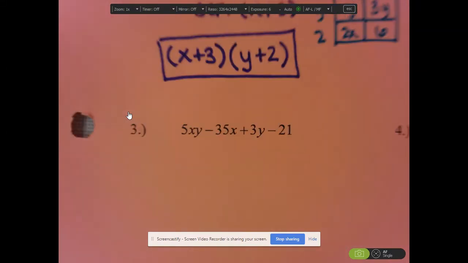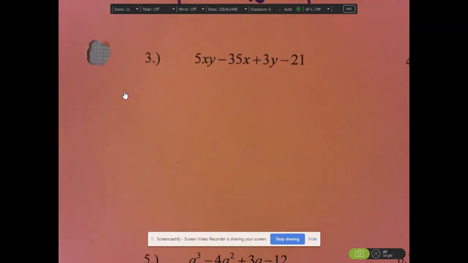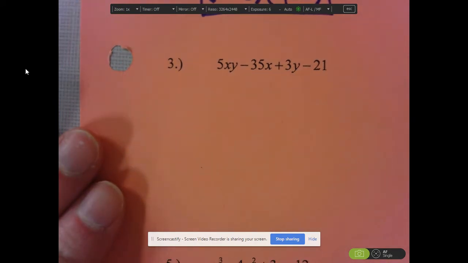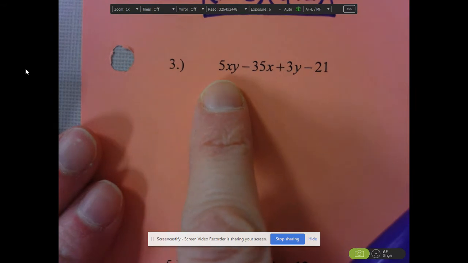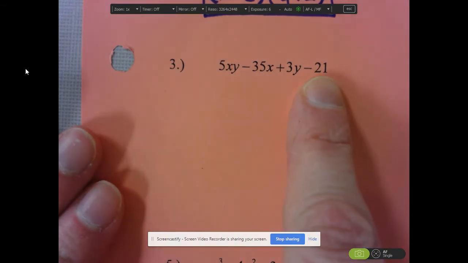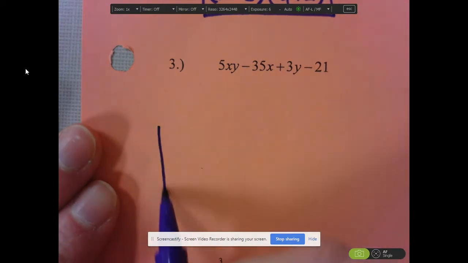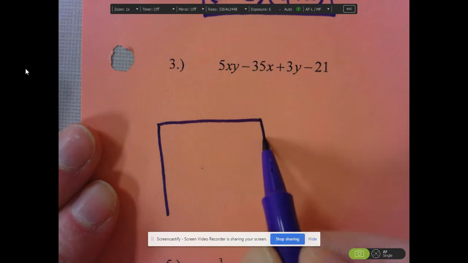I'll show you an alternate method. It should get us the same answer if you did factoring by grouping. It's just going to be a little different. First of all, is there a common factor between all 4 terms? No. All right, 4 terms. I'm going to go backwards.